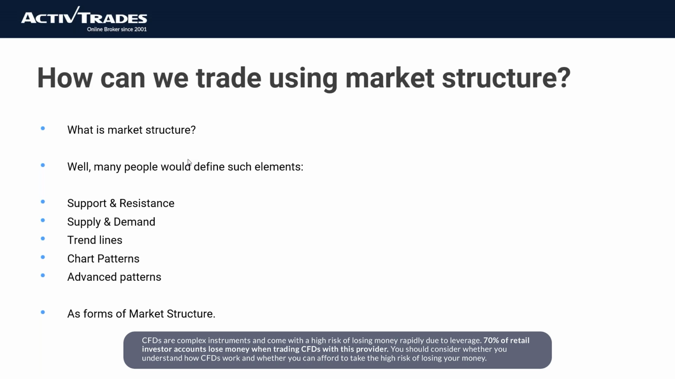Some people would determine support and resistance as market structure. Others would look to focus on supply and demand. Others might focus on trend lines as their way of interpreting market structure. Some people might just focus on chart patterns. Some people might focus on, let's say, advanced patterns, advanced price action elements of it. All of those could be defined as forms of market structure. Now, people could overanalyze that, and people could debate that until the end of days.